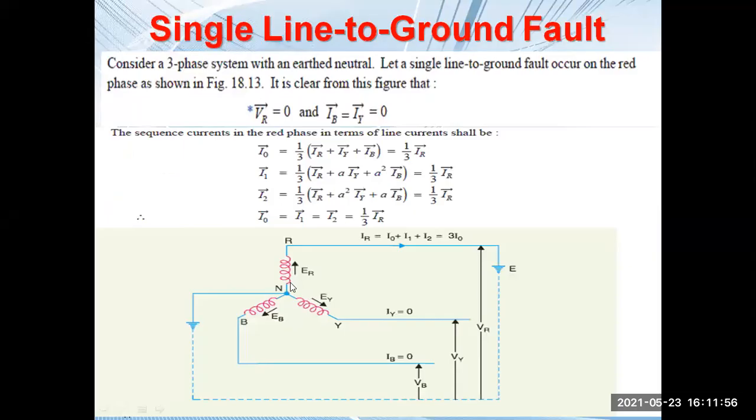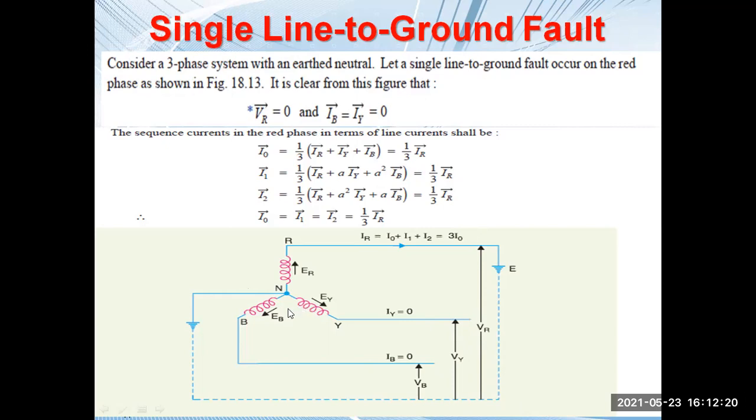You see here also, these are the potentials. Between phase R and N the potential is ER, between Y and N it is EY, and between B and N it is EB. With respect to the neutral, the terminal voltages are VR, VY and VB.